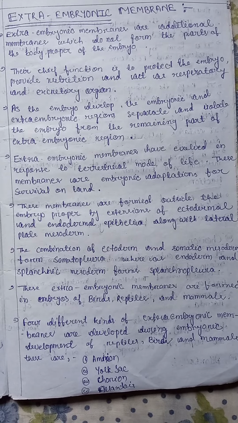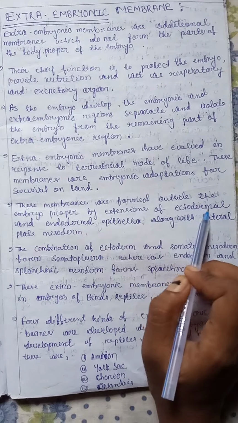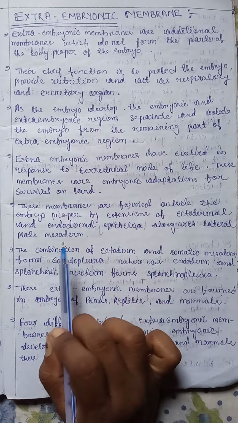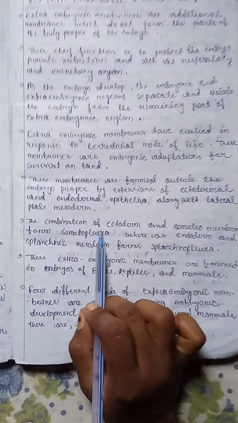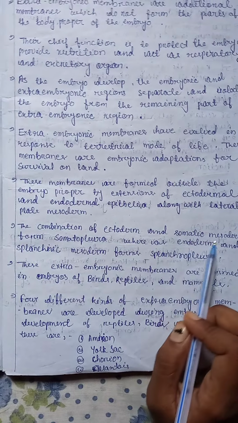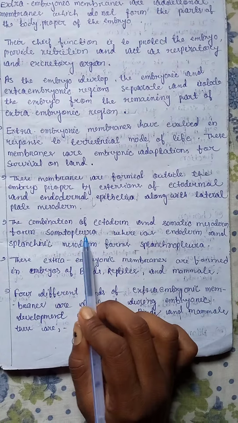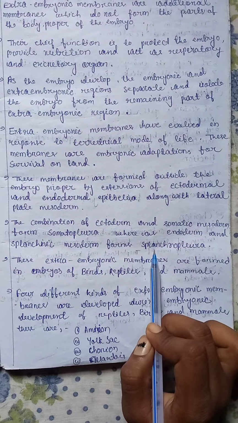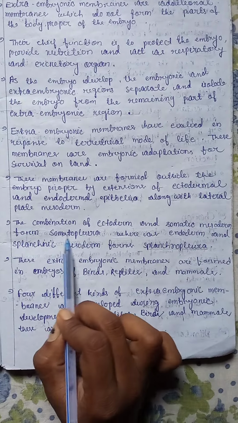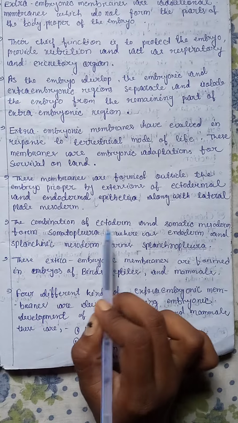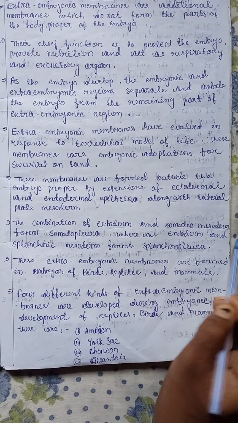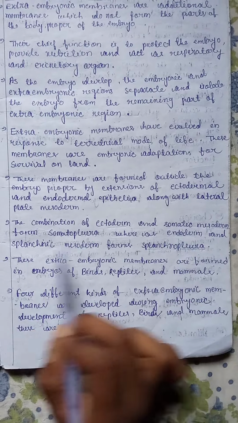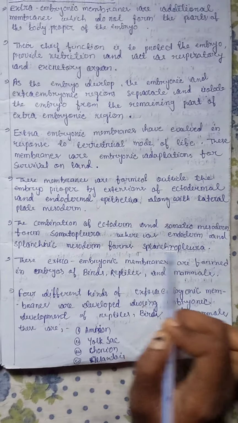And how are they formed? They are formed by extension of ectodermal and endodermal epithelia along with lateral plate mesoderm. The combination of ectoderm and somatic mesoderm forms somatopleura, whereas endoderm and splanchnic mesoderm form splanchnopleura.